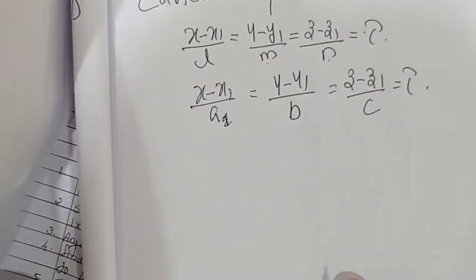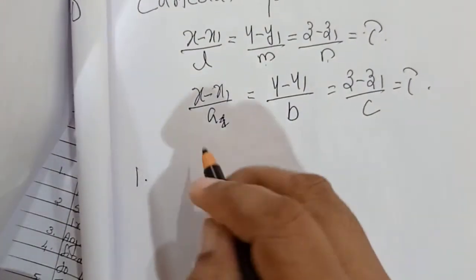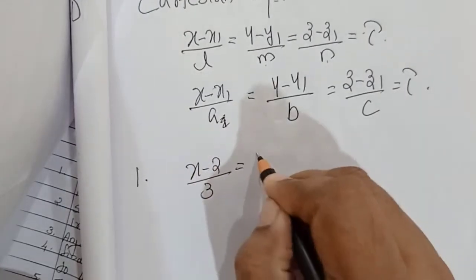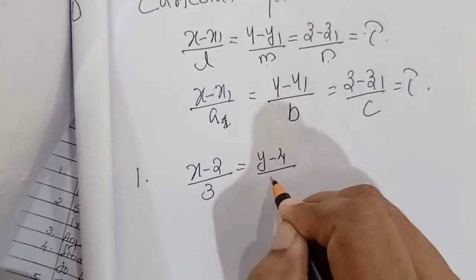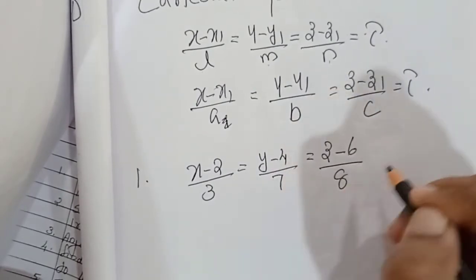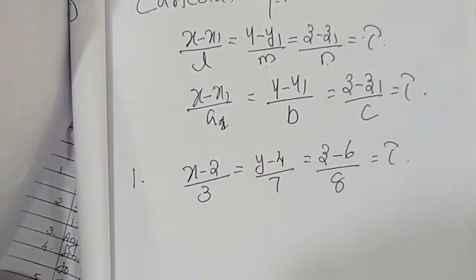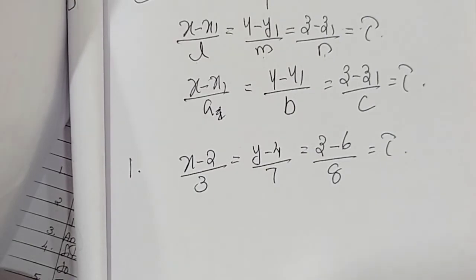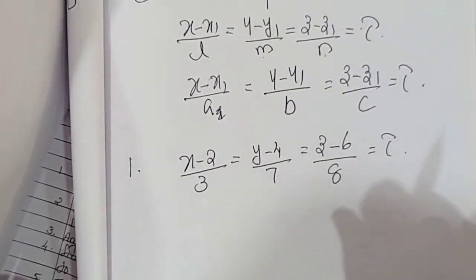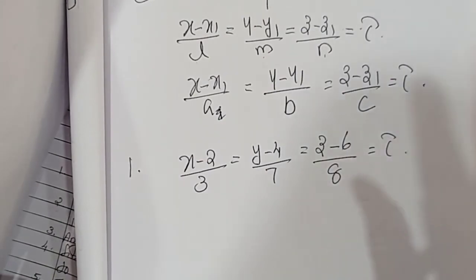Okay. Then all of you write one by one questions. (x minus 2)/3 equal to (y minus 4)/7 equal to (z minus 6)/8 equal to lambda. This is the general equation. From this equation, you can study two terms.